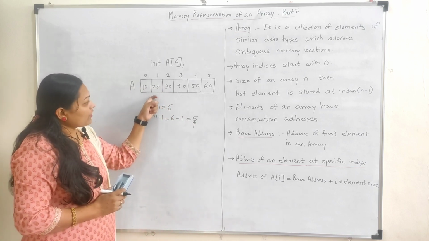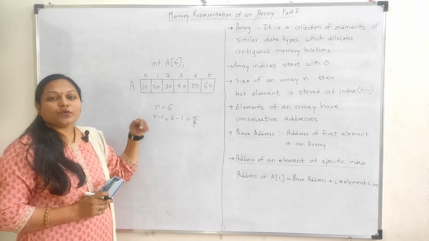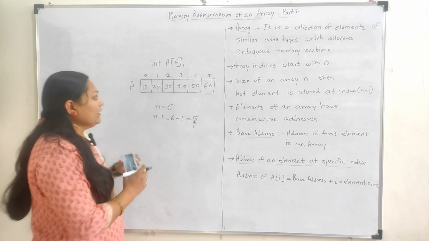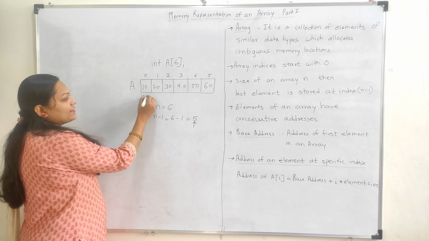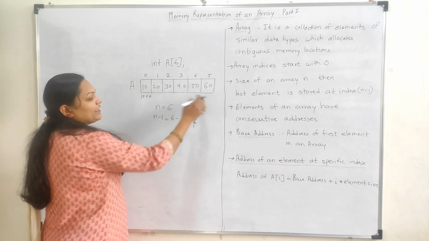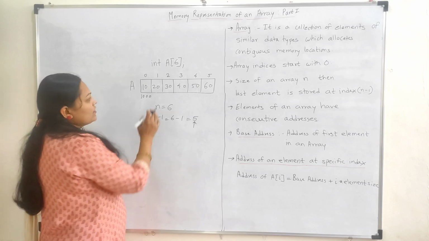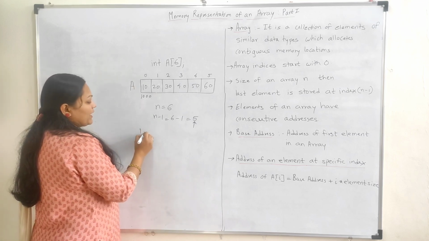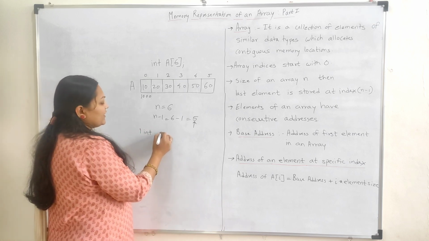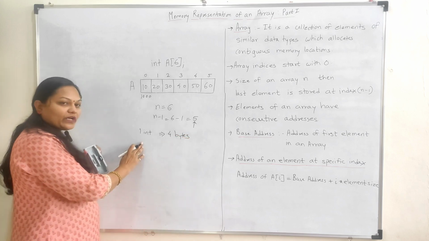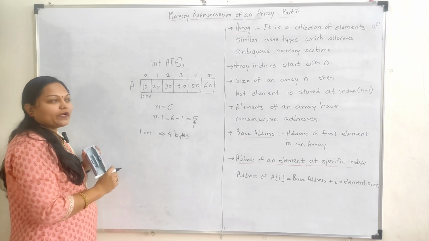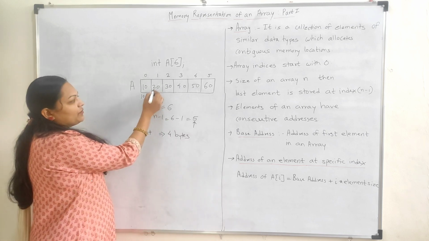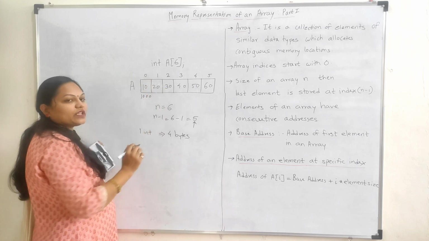Elements of an array have consecutive addresses. We store all elements in consecutive memory locations, because this is a sequential organization of data. Suppose the first element has address 1000, and the next element is stored in its consecutive memory location. We are storing integer numbers, and to store one integer number in computer memory we require 4 bytes. So the first element requires 4 bytes, and the next element also requires 4 bytes.